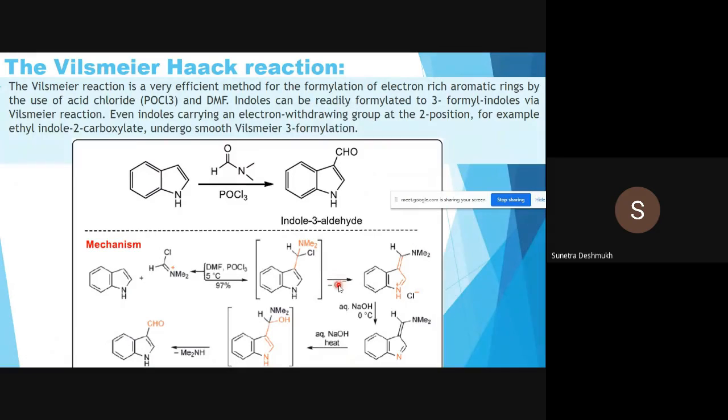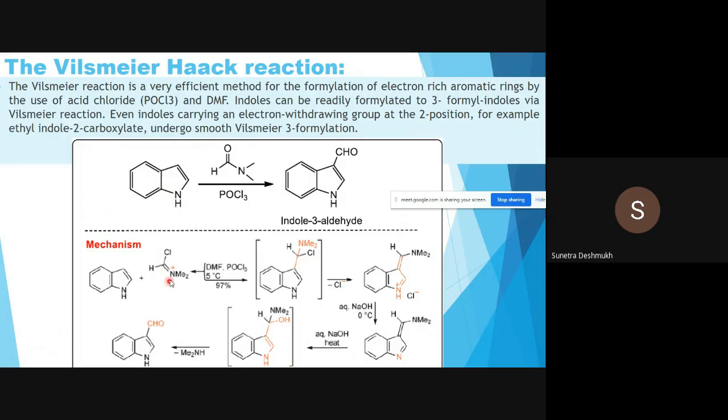First we have to generate the Vilsmeier-Haack reagent. Formylation occurs at the third position, so we got indole-3-aldehyde. The Vilsmeier-Haack reaction is an efficient method for the formylation of electron-rich aromatic rings by use of acid chloride, POCl3 and DMF. Indoles can be readily formylated to 3-formyl indole via the Vilsmeier-Haack reaction. Even indoles carrying an electron withdrawing group at the second position, for example ethyl 2-indole carboxylate, undergo smooth Vilsmeier-Haack 3-formylation. The mechanism of the Vilsmeier-Haack reaction, you know very well.